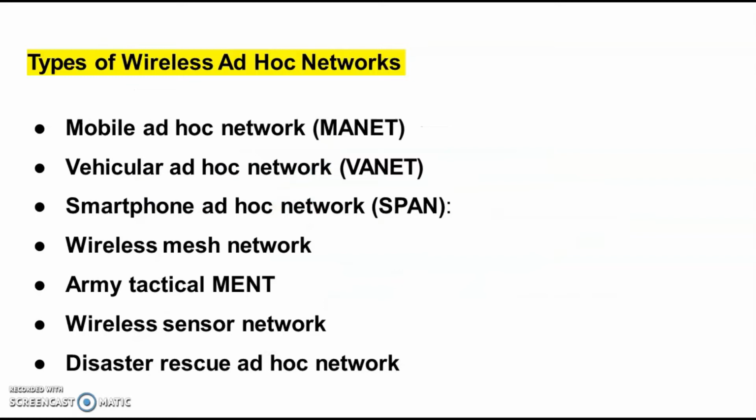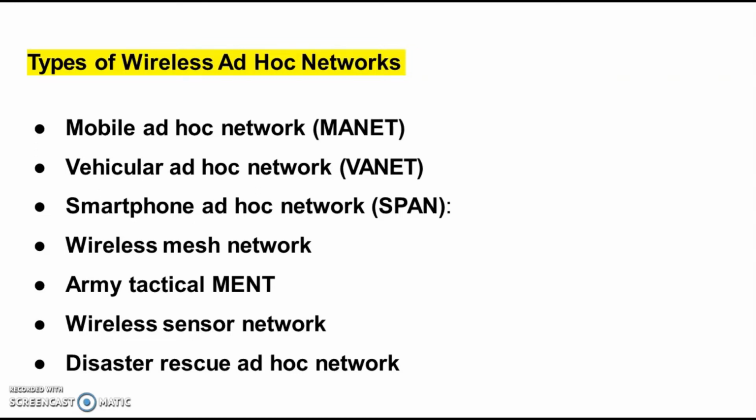So next we are going to study the various types of wireless ad hoc network. These are the list of wireless ad hoc networks: mobile ad hoc network, vehicular ad hoc network, smartphone ad hoc network, wireless mesh network, army tactical network, wireless sensor network, and disaster rescue ad hoc network. The mobile ad hoc network is nothing but an ad hoc network made up of mobile devices. The connection made by mobile devices is called a mobile ad hoc network.